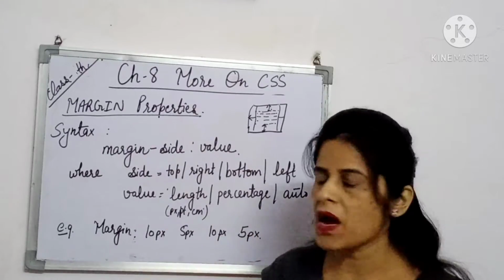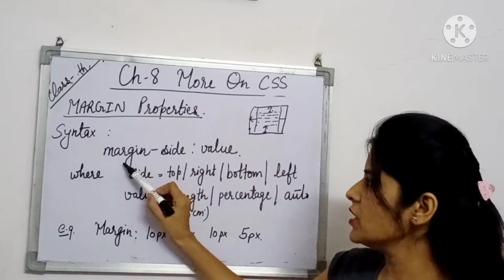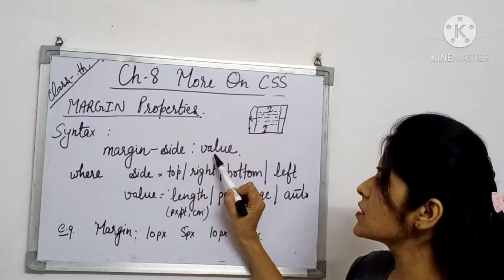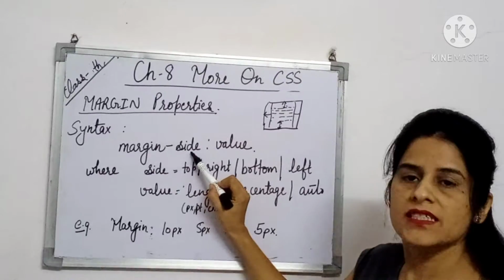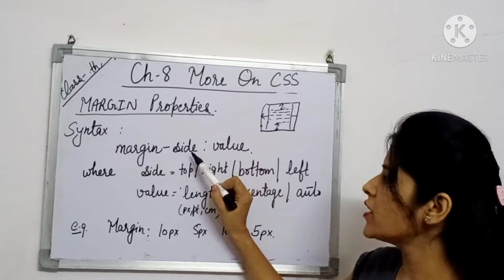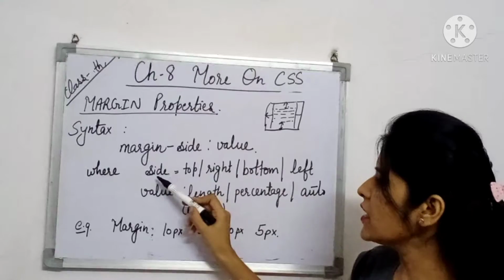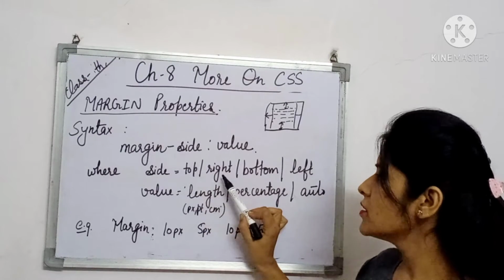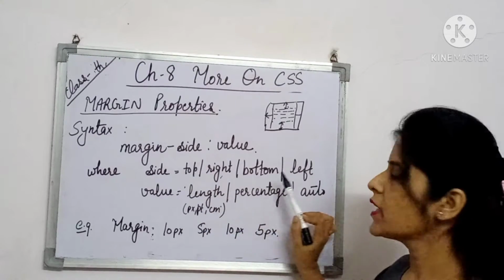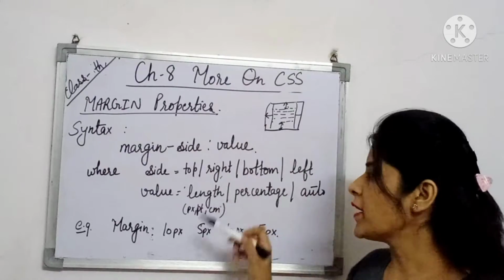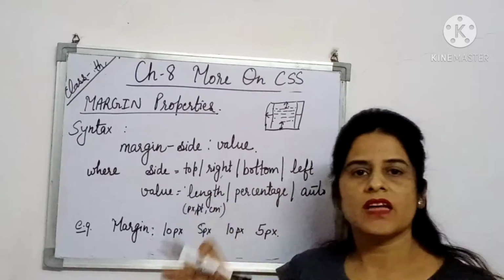How you will use this margin property? You will use margin and sides. पहले तो margin, then its sides. कौन सी sides आप mention कर रहे हैं? Top, right, bottom, left, and after that its value. Side के अंदर सबसे पहले आता है top, then right, then bottom, and then left value. By using these four values, it will set the margin.